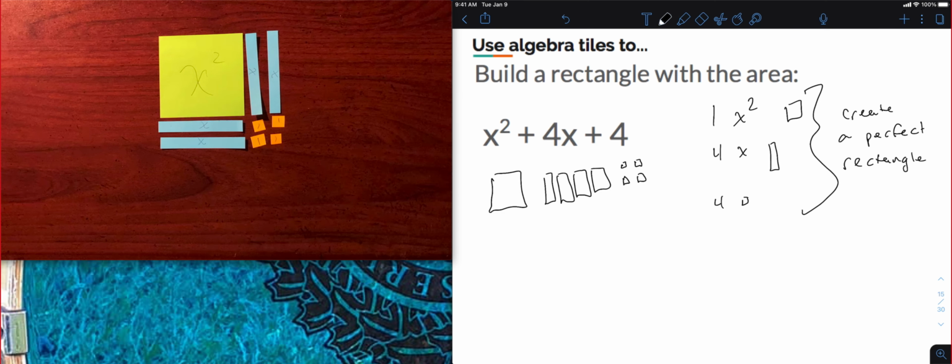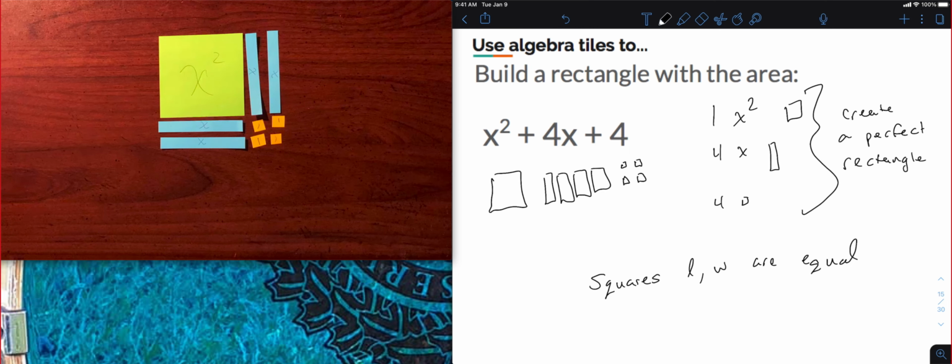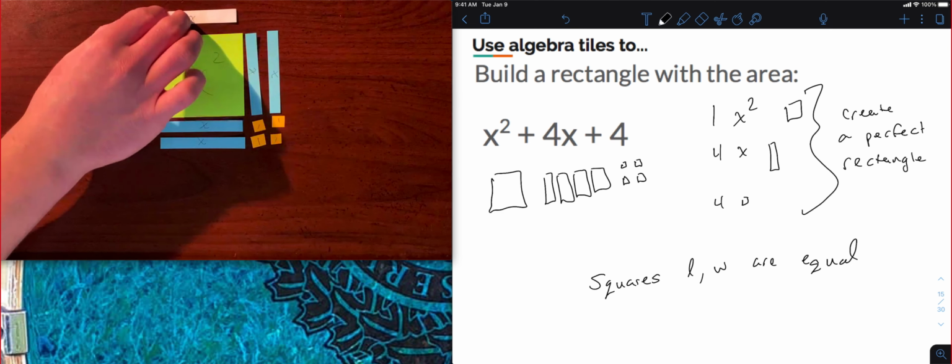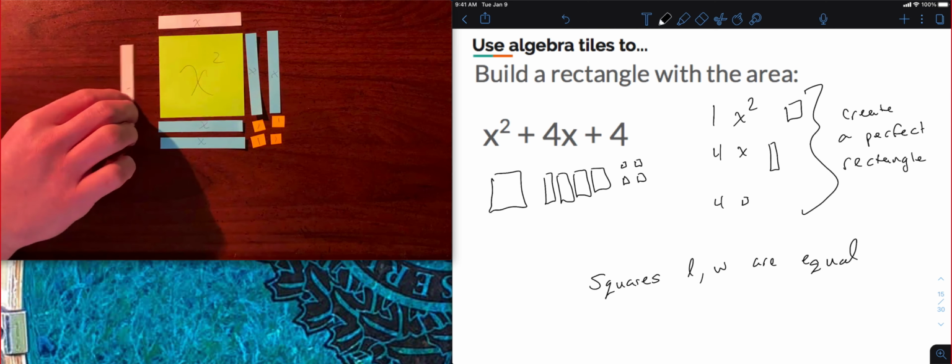Squares: length and width are equal. That's what defines what a square is. Well, these look pretty equal to me. This looks good, and that looks good. How do we know what the 2 pieces are? We lay down our white piece of paper or your pink piece of paper. There's an X. Okay, well, that's good. I can put an X here.